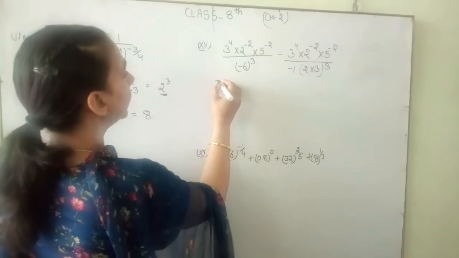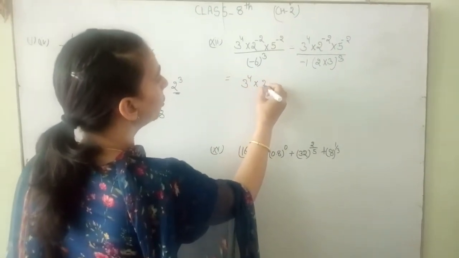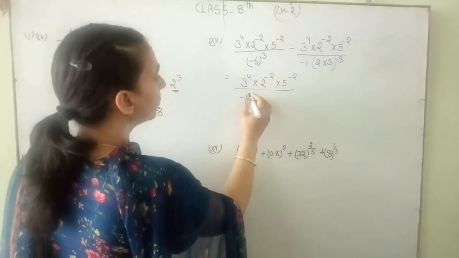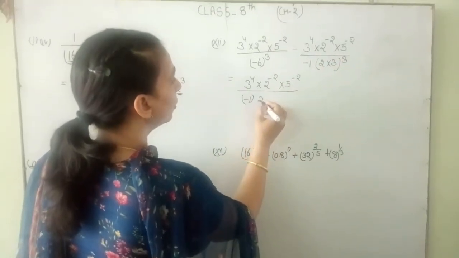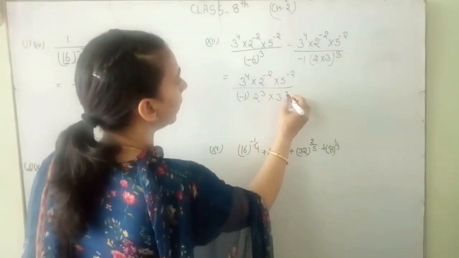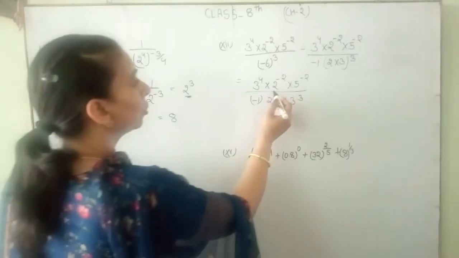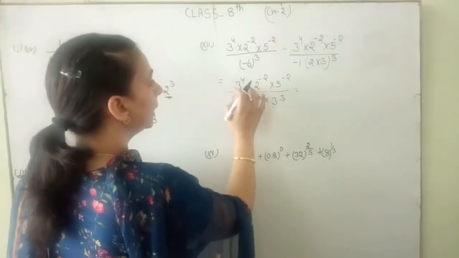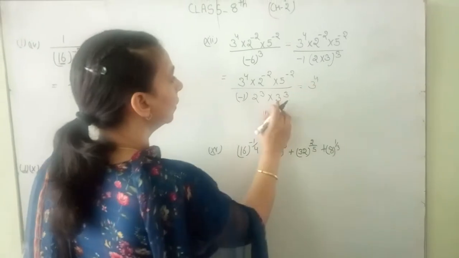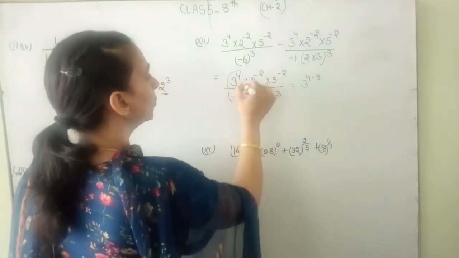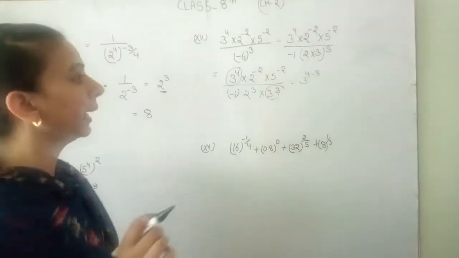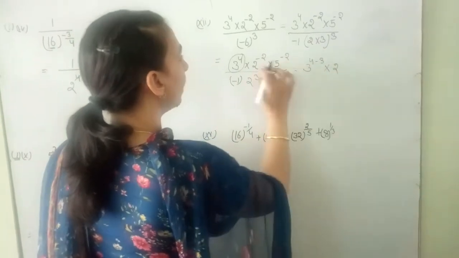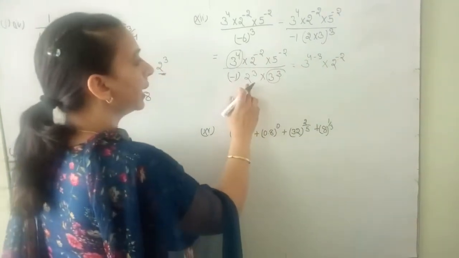Okay students, then next 3 raised to the power 4, 2 raised to the power minus 2, 5 raised to the power minus 2, divided by minus 1 as it is, and we write 2 raised to the power 3 and 3 raised to the power 3. Okay students, the bases 2 and 2 are the same, 3 and 3 are the same, so we use the quotient law. First, for 3 raised to the power 4 and 3 raised to the power 3, quotient law applies: 3 raised to the power 4 minus 3. Again, multiplied by 2 raised to the power minus 2 and 2 raised to the power 3.